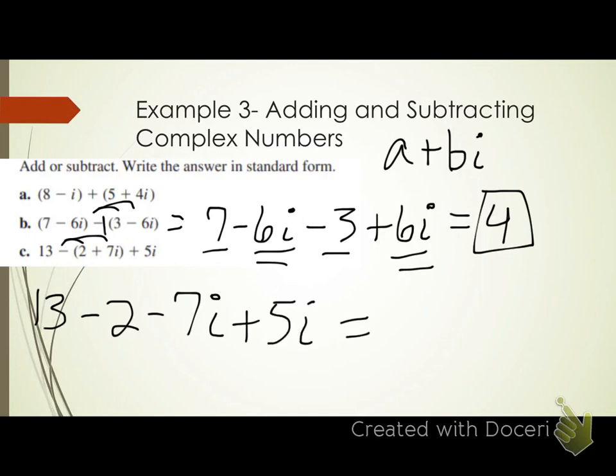Okay, what are my real parts that I need to combine? 13 minus 2. What does that give me? 11. What are my imaginary parts that I need to combine? Negative 7i plus 5i. What does that give me? Negative 2i. Is that in standard form? Can I combine anything else? There's my answer.